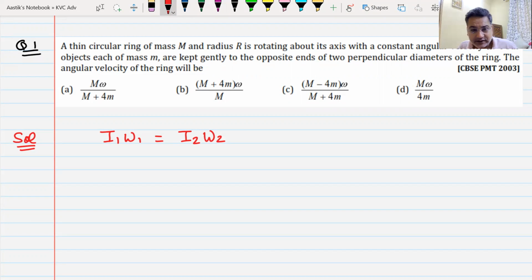I1 is the moment of inertia of the ring, M r square. I2 is the moment of inertia of the ring with the masses, so M r square plus small m r square, four times, so 4 small m r square. Therefore you have the first option coming in: M omega upon capital M plus 4 times small m. Everyone understands this? Yes or no?